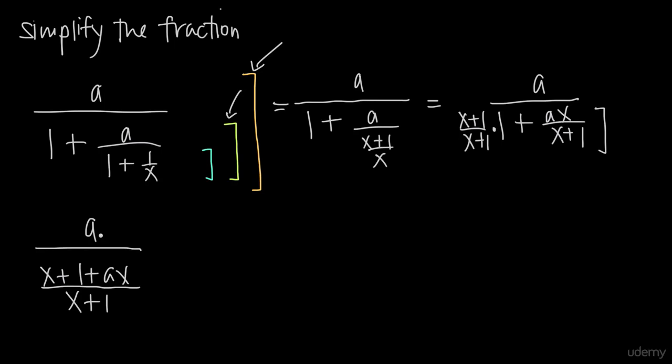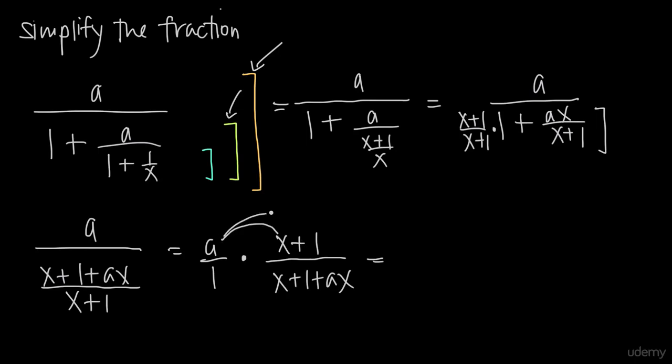Just like we did before, we need to realize that this a in the numerator is really like a over 1, and instead of dividing this a by a fraction, we're going to multiply by its reciprocal. So we're going to take this fraction from the denominator and flip it upside down, put x plus 1 in the numerator and x plus 1 plus ax in the denominator. Now when we multiply across the numerators, a times x plus 1, we have to distribute the a, right? The a has to be distributed across the x and the 1 because this is like multiplying a by the binomial x plus 1, so it's a distributive property problem. So a times the quantity x plus 1 is going to be ax plus a.